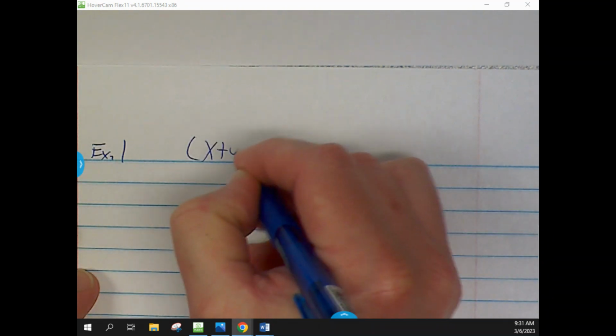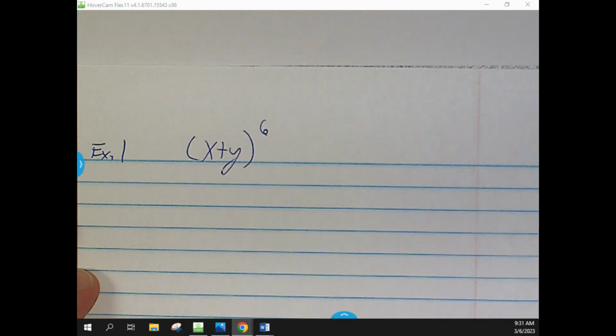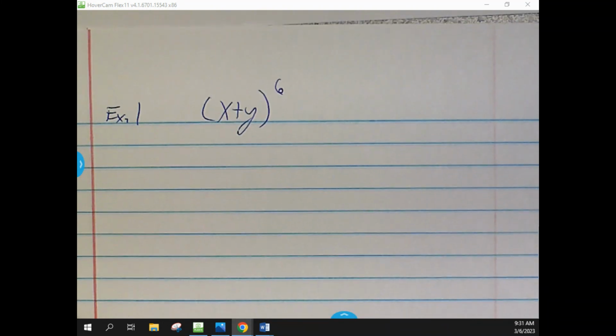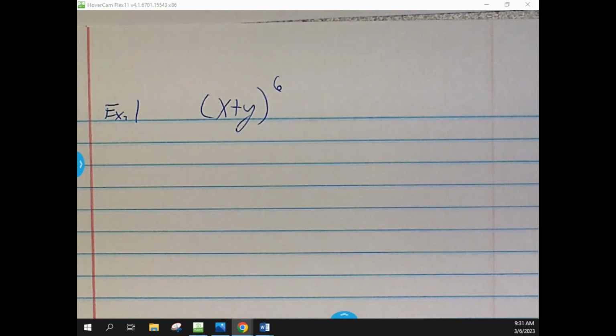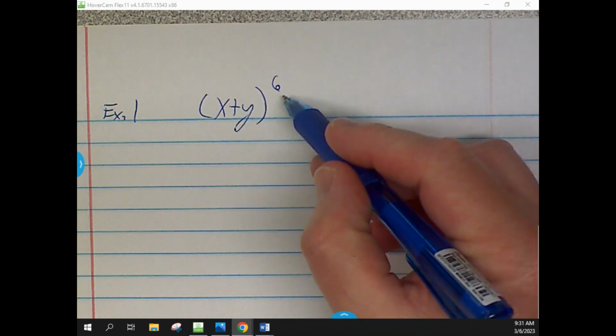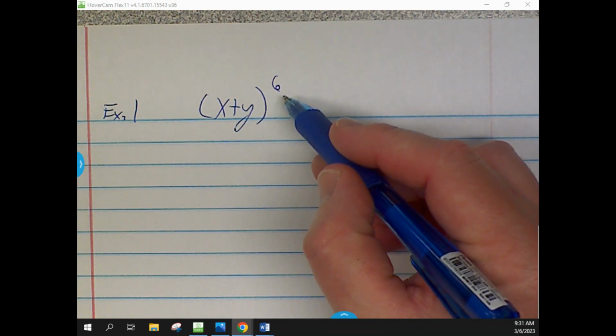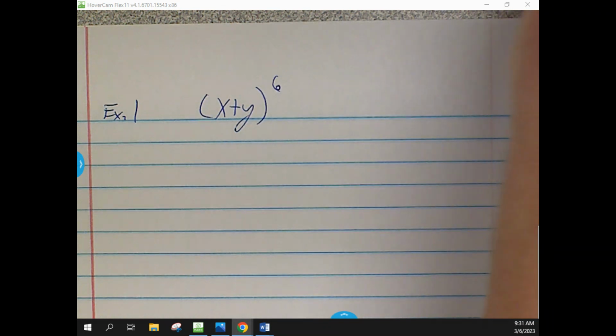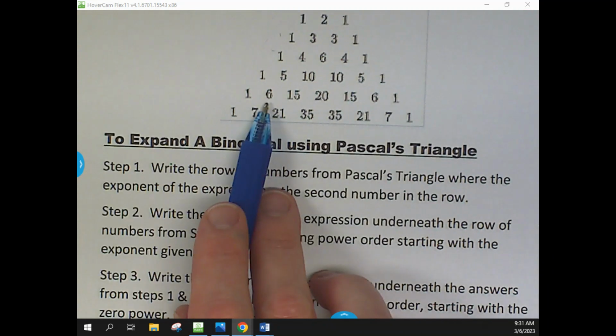Let's do x plus y to the 6th power. All right, so the very first thing you're going to do is go back over here, since it's to the 6th power. You're going to take the Pascal's triangle row that has a 6 in it, which would be this one right here for the second number.